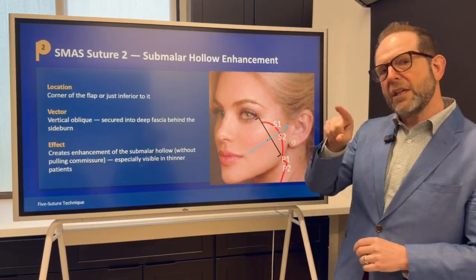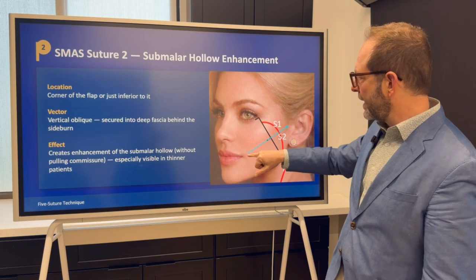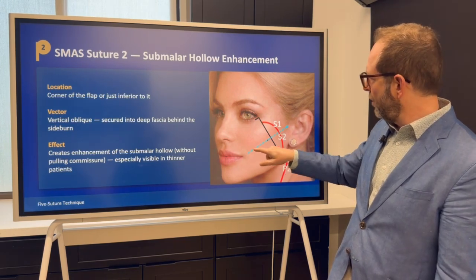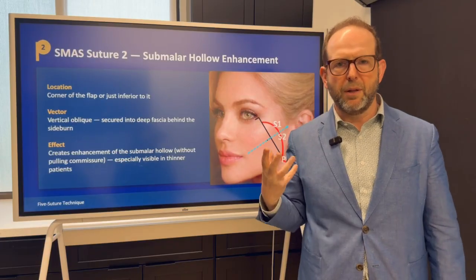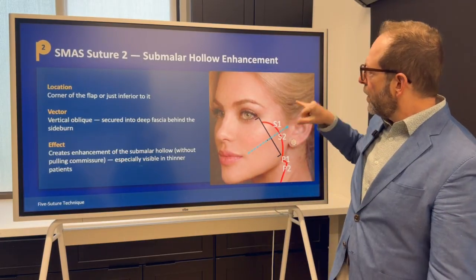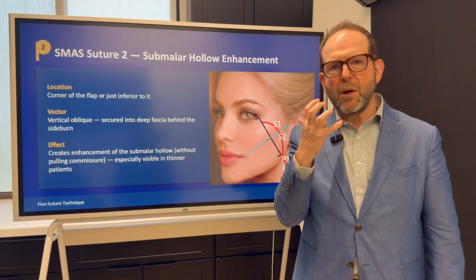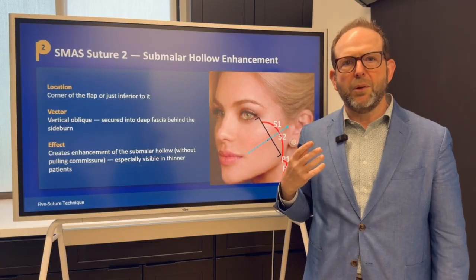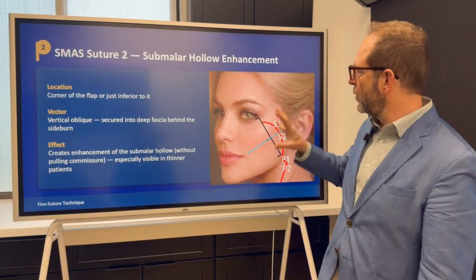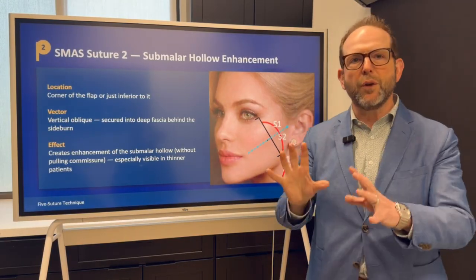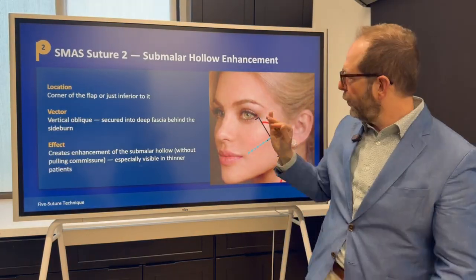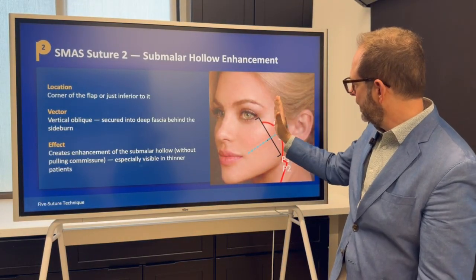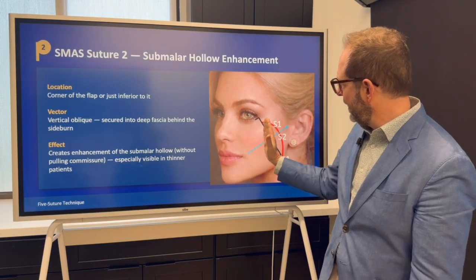Now, one thing you may worry about is that this vector here, it goes from the corner of the mouth to the posterior portion of the sideburn, the upper part of the ear. You may be wondering, will that pull the corner of the mouth out, creating a wider smile? And the answer to that is no. And the reason for that is that first vertical suture really anchors the tissue from where that suture has secured it, it anchors everything this way.